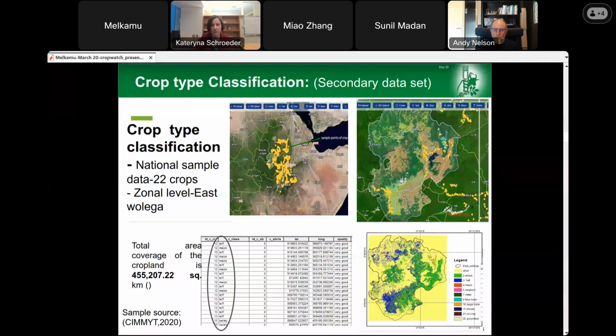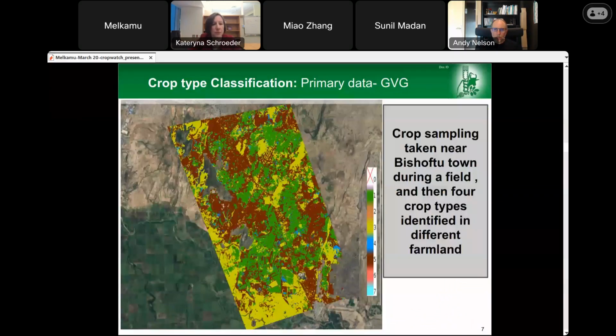In the same way, we also classified crop types at country level using GVG data. As Dr. Miao introduced, GVG can collect sample data from the ground, and we collected sample data from near Bishoftu, which is near Addis Ababa. We collected the sample data there, uploaded the data from the ground, and classified the crop type across the farmland plots.